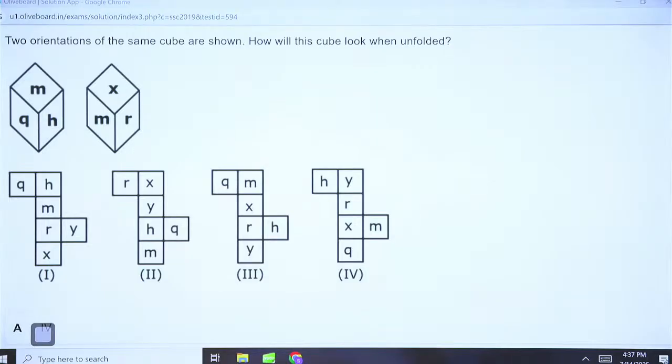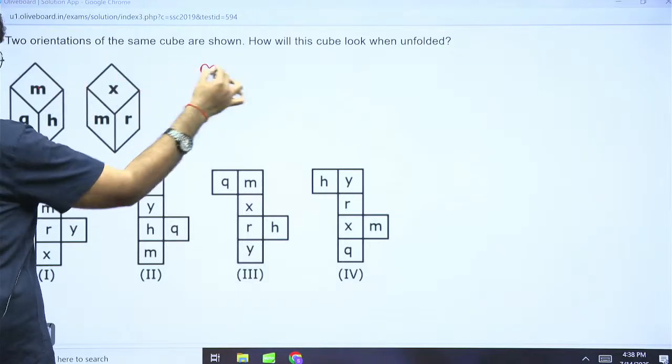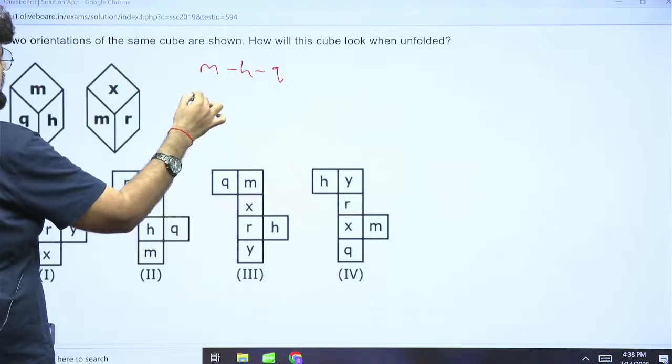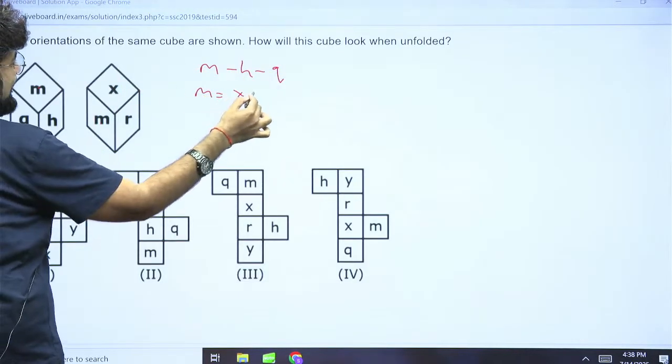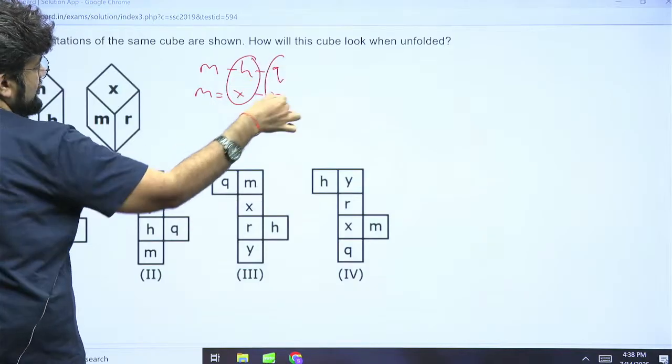Now, in this particular question, how will you proceed is, they are asking you, these are the two dice given and they are opening it. Two dice mean two throws of the same dice. Now, they are opening this, so how will you observe it? Either you observe it option wise or you just see. Here, M is the common face. So, with M, we have H and Q. With M, we have X and R. H is opposite to X, Q is opposite to R.